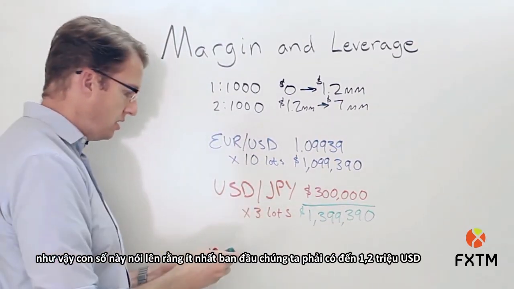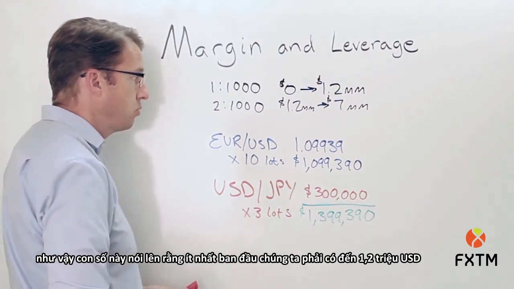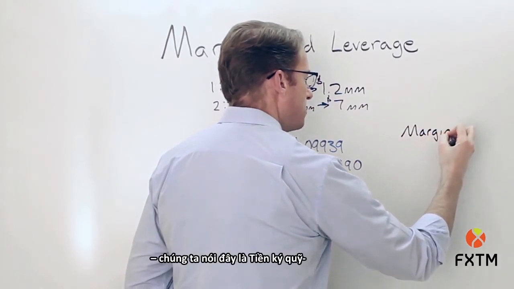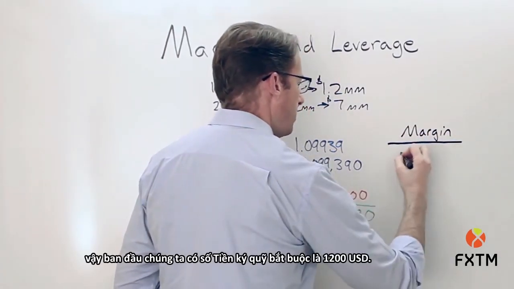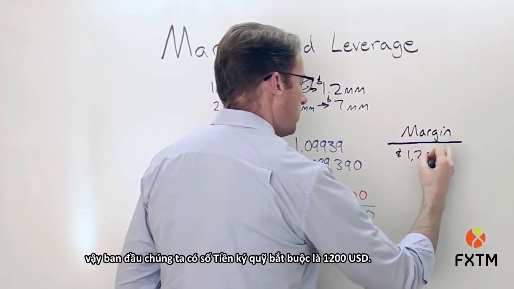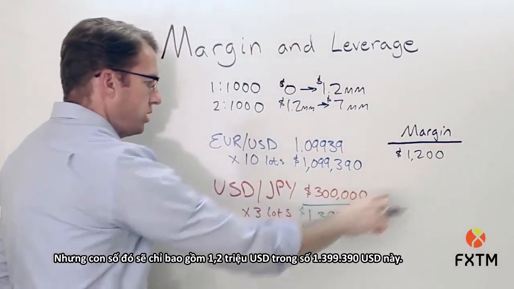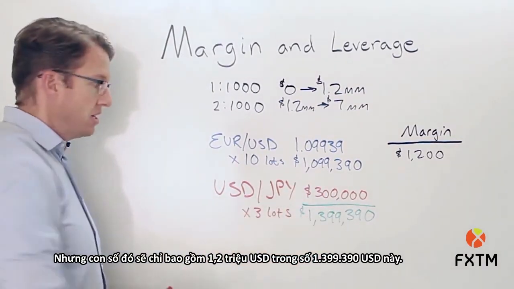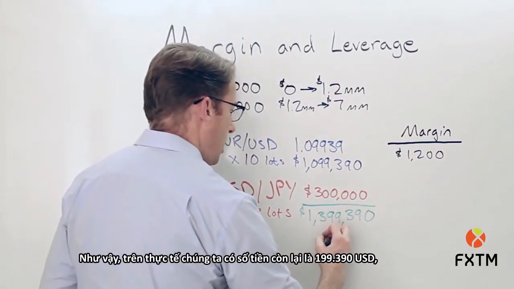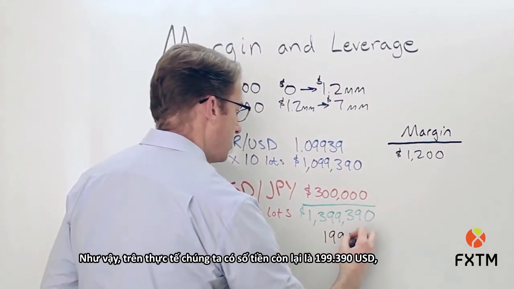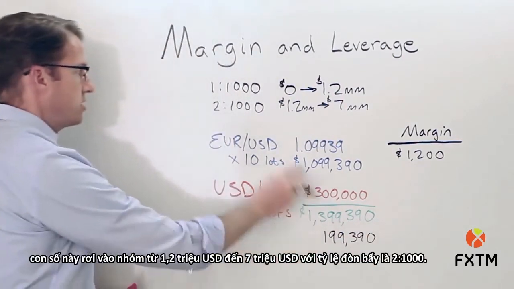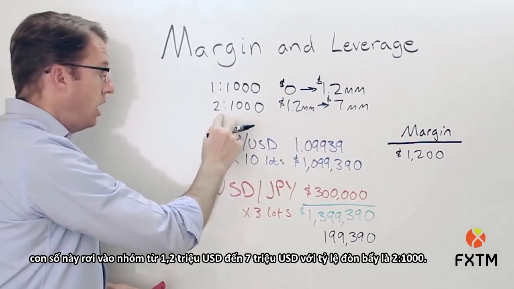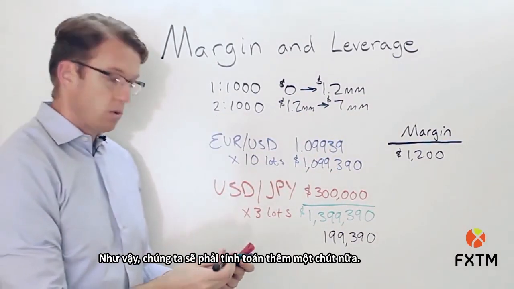Well, then that tells us that at least initially, up to the 1.2 million, we have, so let's create another little column here. So we'll say this is margin. So initially we've got a margin requirement of $1,200 for that portion, but that's only going to cover 1.2 million of this $1.39939 million. So we actually have a leftover amount here of $199,390, which falls into this category here between 1.2 million and 7 million with a leverage ratio of 2 to 1,000.